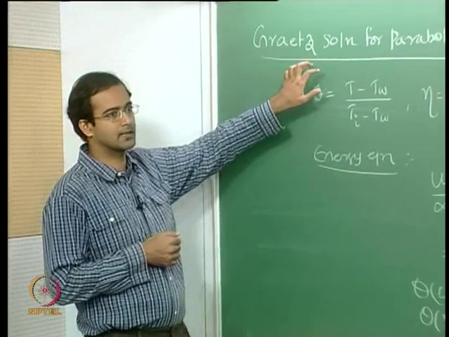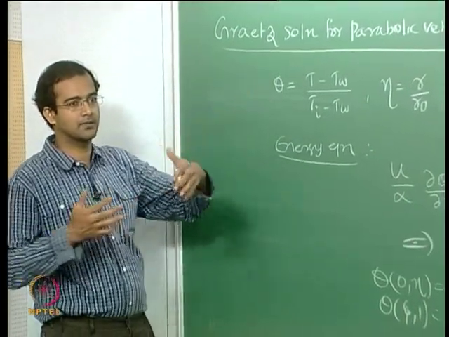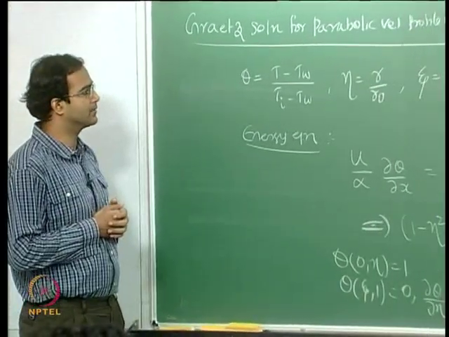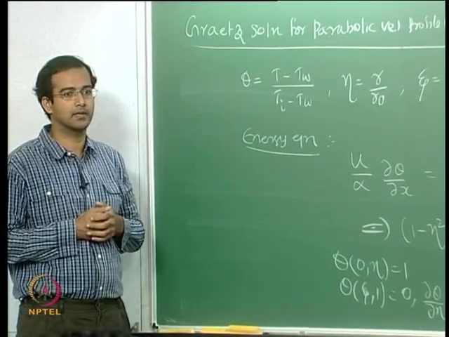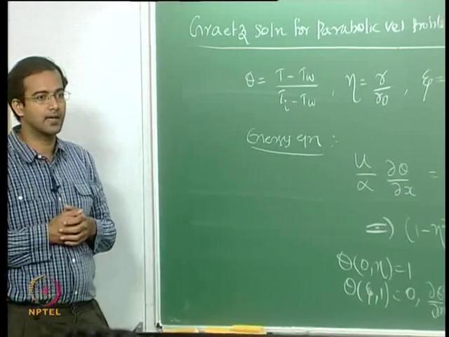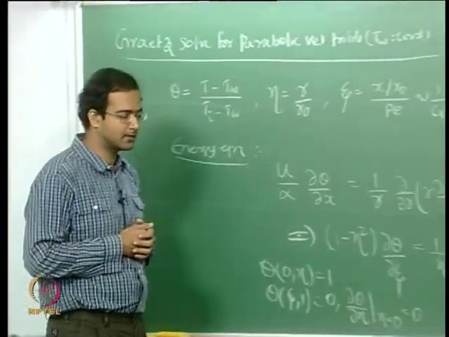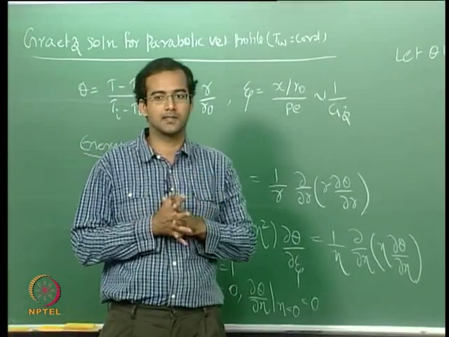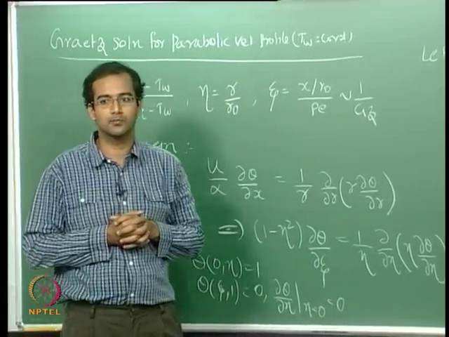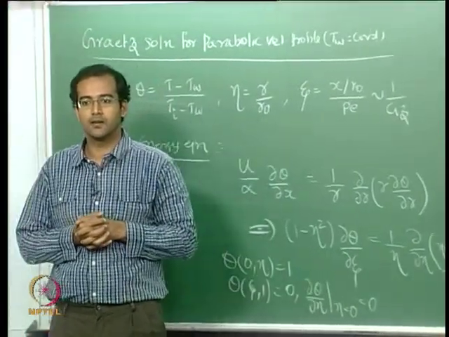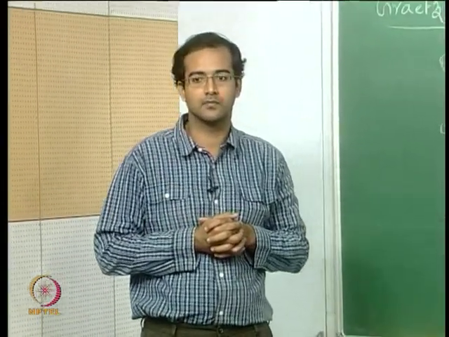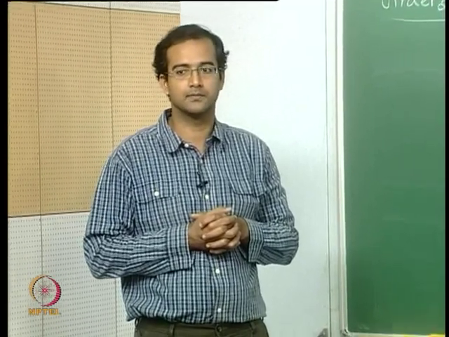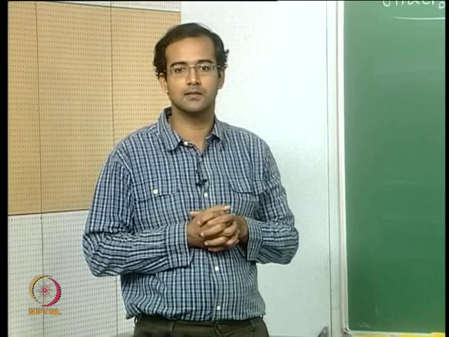So Graetz assumed a slug flow, where the velocity does not vary and it is uniform everywhere, and he had developed a solution for constant wall temperature which we had seen earlier. So there the eigenfunctions were, what were the eigenfunctions essentially in the original Graetz problem? So the eigenvalue problem there was actually a Bessel equation, right?